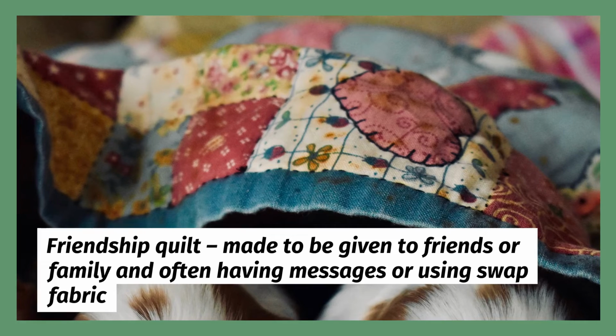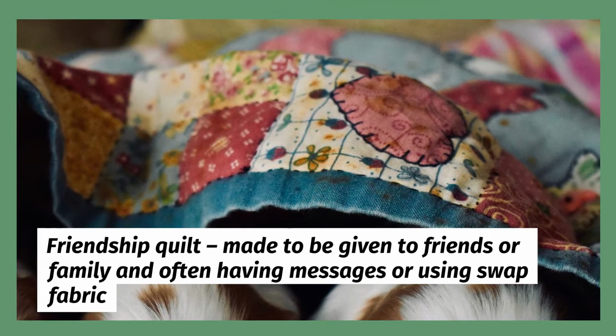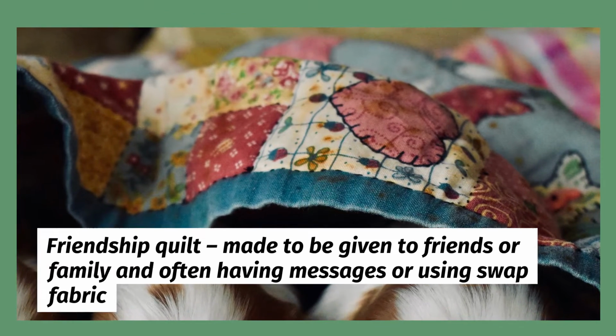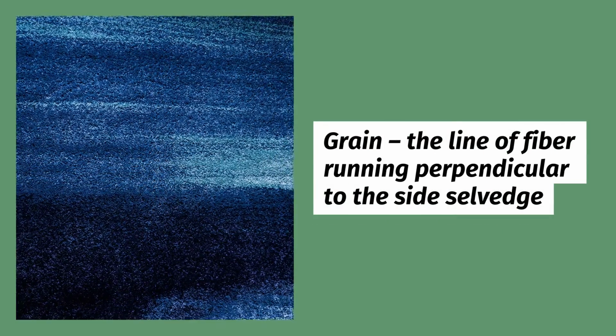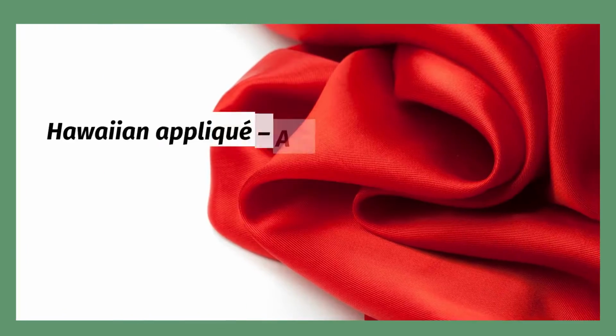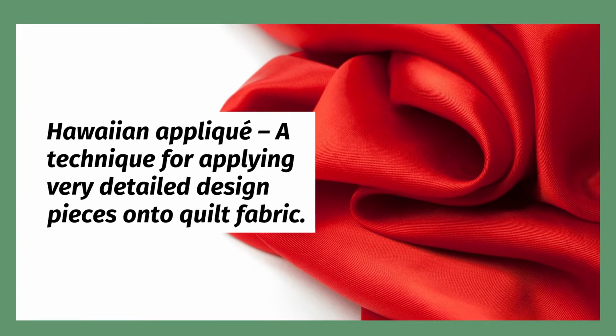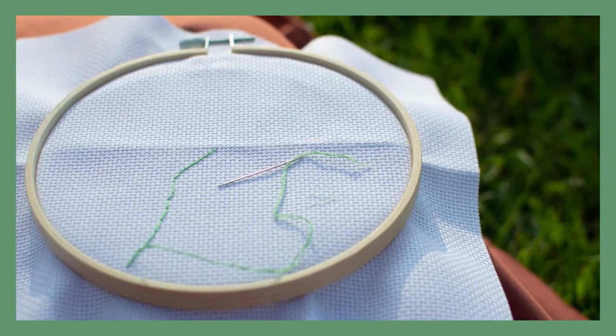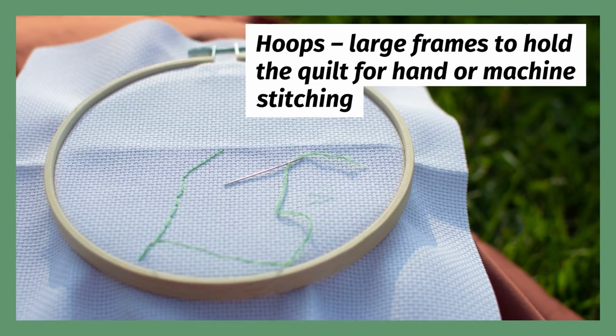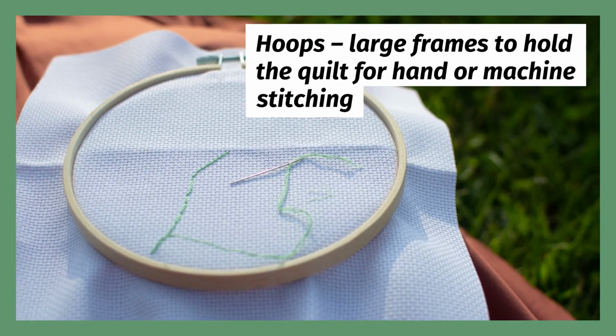Friendship quilt, made to be given to friends or family and often having messages or using swap fabric. Grain, the line of fiber running perpendicular to the side selvage. Hawaiian applique, a technique for applying very detailed design pieces onto quilt fabric. Hoops, large frames to hold the quilt for hand or machine stitching.